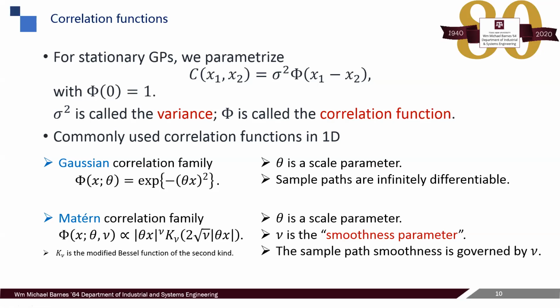And if you don't want the sample path to be that smooth, perhaps your underlying function does not have infinitely many derivatives, you only have finite derivatives. You can consider this Matern correlation family, in which you can control the smoothness by specifying this nu. This nu can be any positive number. It's called a smoothness parameter. Here we encounter a special function called the modified Bessel function. Those functions are already implemented in R and MATLAB, so you can just call them directly.